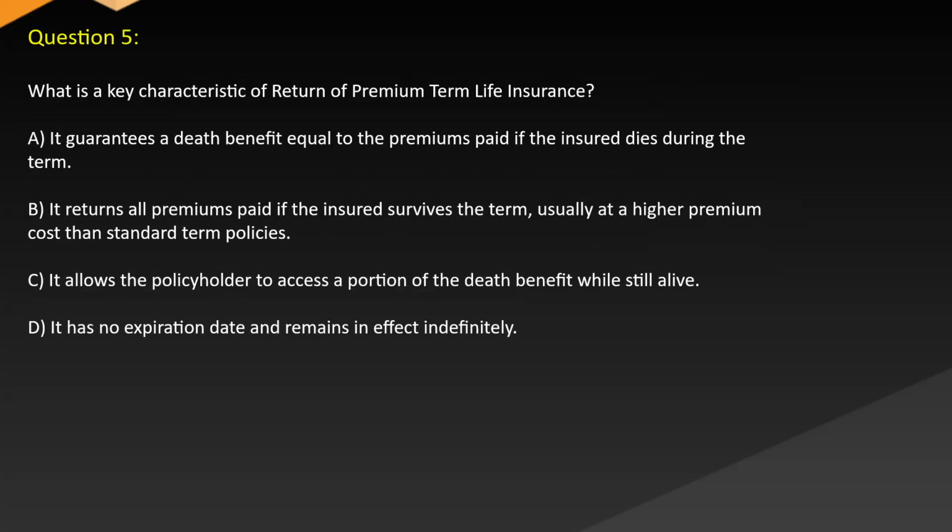Question 5. What is a key characteristic of return of premium term life insurance? A. It guarantees a death benefit equal to the premiums paid if the insured dies during the term. B. It returns all premiums paid if the insured survives the term, usually at a higher premium cost than standard term policies. C. It allows the policyholder to access a portion of the death benefit while still alive. D. It has no expiration date and remains in effect indefinitely.